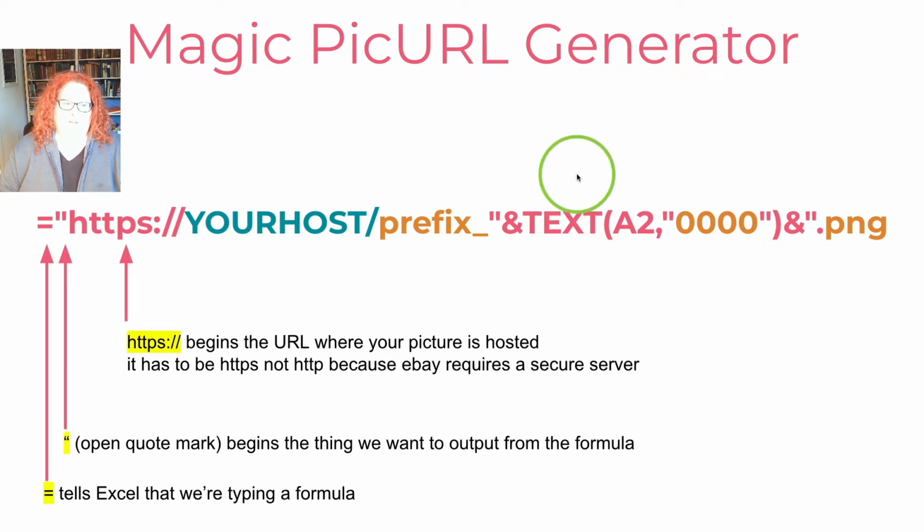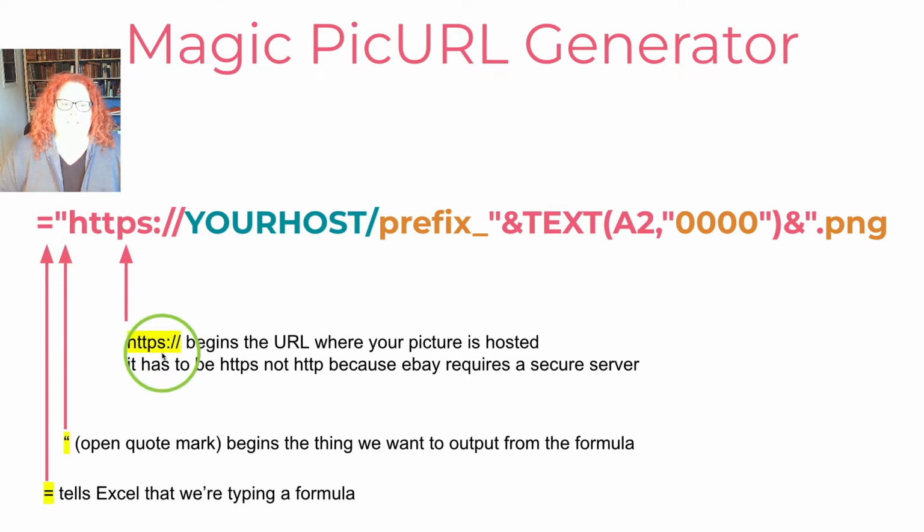All right. We begin with the equal sign. Just leave it. That tells Excel that this is a formula. Then we start with an open quote, and just leave that. That tells Excel that we're starting the thing that we want to print. Like, hey Excel, put the stuff in the quote marks down in my cells.